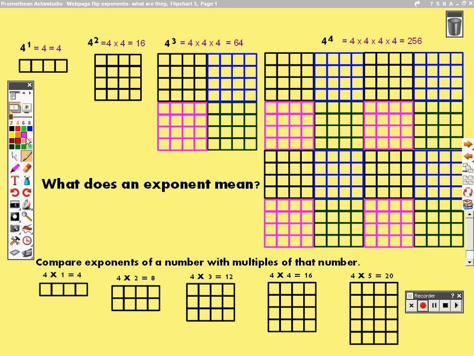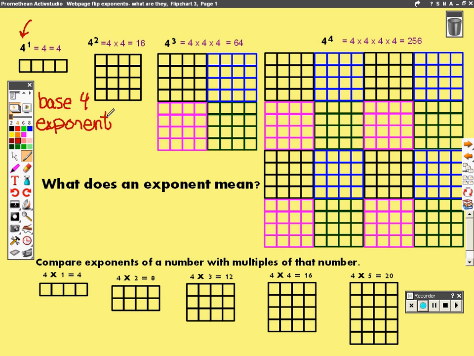What I'd like you to do is take a look at the top of your flip chart here, and you'll notice 4 to the first power. That means that the base is 4. The exponent is 1. That's how we get 4 to the first power. That means that there's 1 4, and therefore 4 to the first is 4.